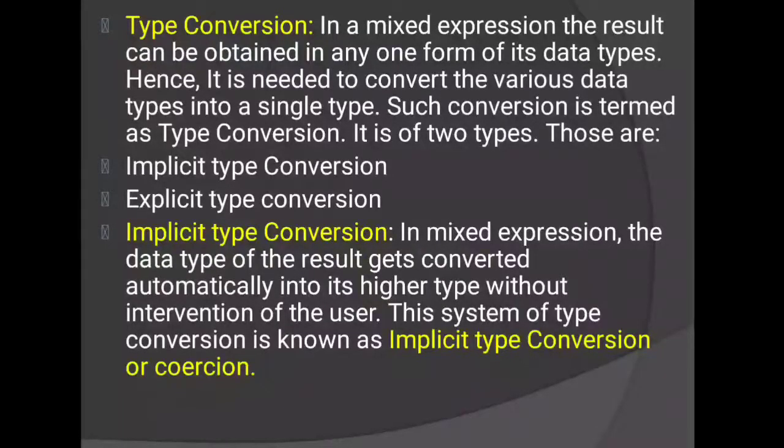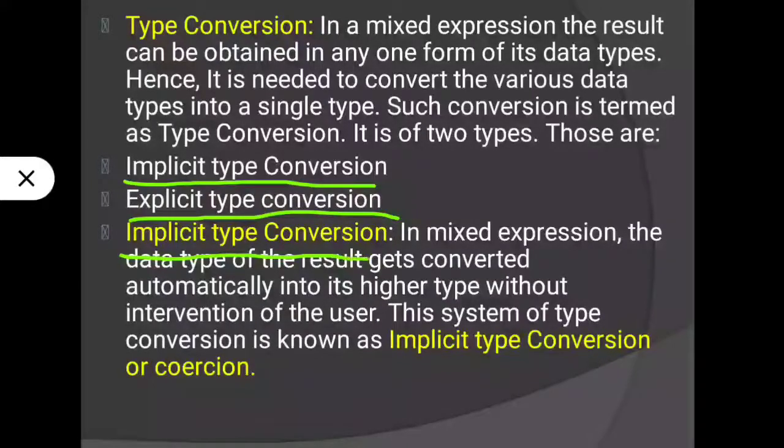Type conversion is classified into two types. First one is implicit type conversion, second one is explicit type conversion. Implicit type conversion: in a mixed expression, the data type of the result gets converted automatically into its higher type without intervention of the user. When a mixed expression is converted automatically to the highest data type present in the expression, that conversion is called implicit type conversion.